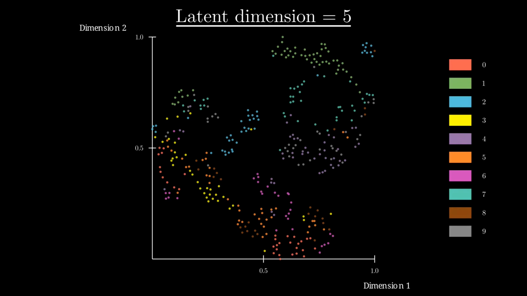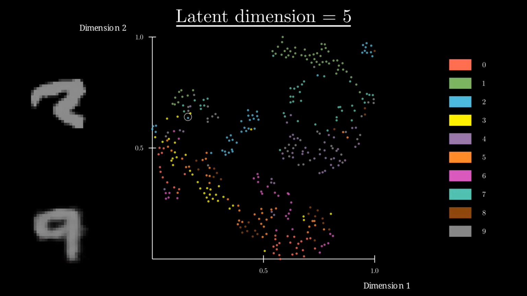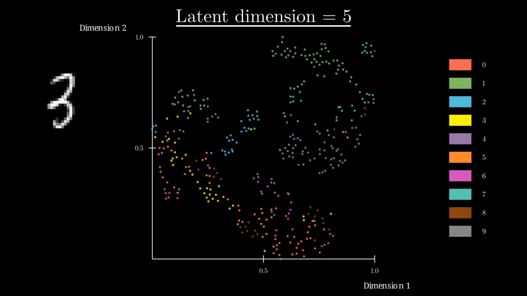Even with a 5D latent space, we still have relatively sparse and diffuse clusters. For example, this image of the number 2 is encoded near a cluster of 9s and is therefore reconstructed as a 9. This image of the number 3 is also poorly encoded, resulting in it being reconstructed as an 8.